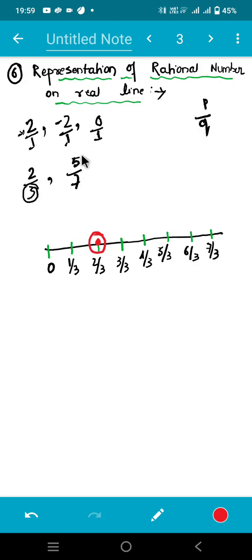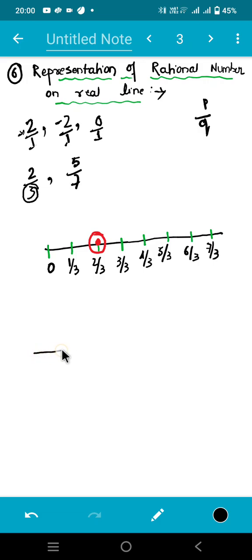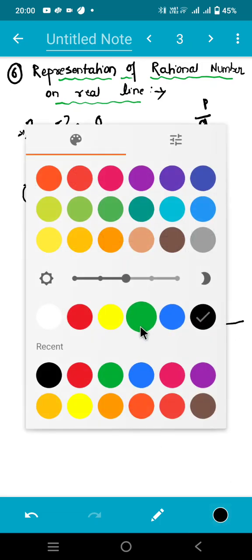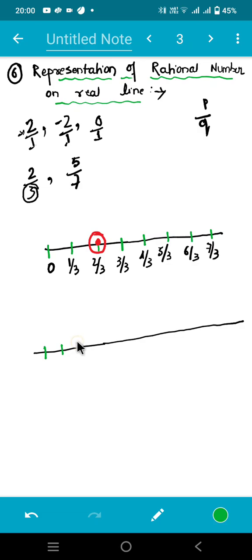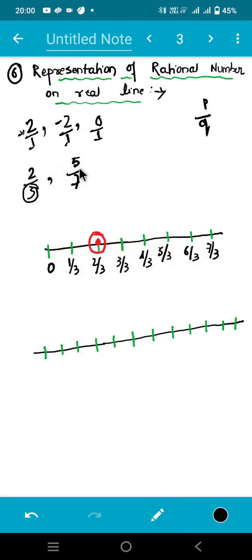Fine. Now let's see how to locate 5 by 7. So how to represent 5 by 7? So we'll again draw another line like this. Mark it. 1, 2, 3, 6, 7, 8, 9, 10, 11, 12. Now again 5 by 7 is a positive rational number, so it would be on the right hand side of the 0. So you will write 0 here. Okay. So the first number, what is the denominator? 7. Now we will write 1 by 7, 2 by 7, 3 by 7.